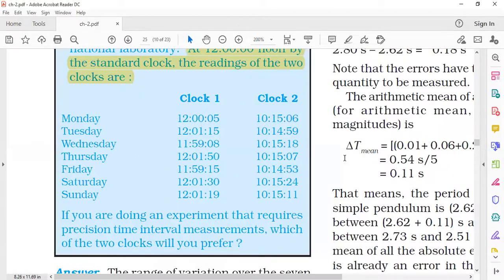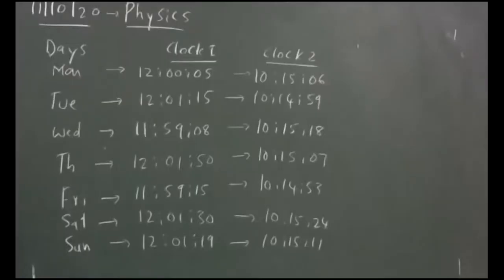Let me stop. Let me read the question. If you are doing an experiment that requires precision time interval measurements, yes, this is going to be interesting, which of the two clocks will you prefer? Among the two clocks, which is preferred? Let me go back and start on the board. Now cross check.